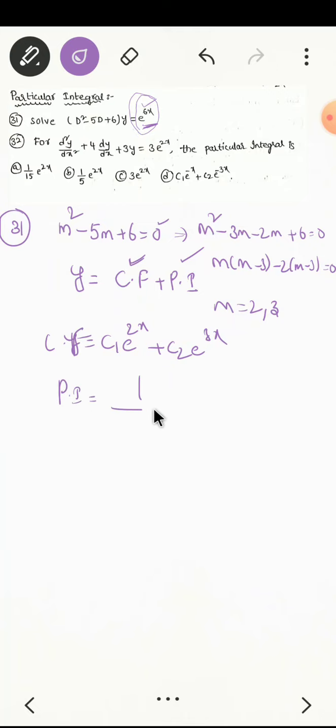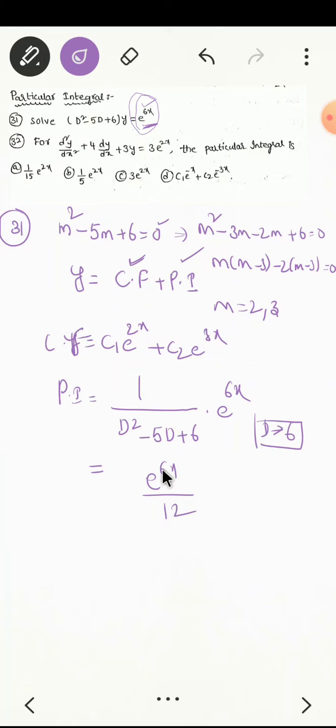Then find the particular integral. Particular integral is equal to 1 by f of D. What is f of D? D square minus 5D plus 6, into e raised to power 6x. Okay. Now substitute 6 in this function. I was saying D should be replaced by a. Here a is 6. So replace D by 6. That is 1 by 36 minus 30 plus 6, so e raised to power 6x by 12. I am getting it as 1 by 12 only. So 36 minus 30 is 6, plus 6 is 12.